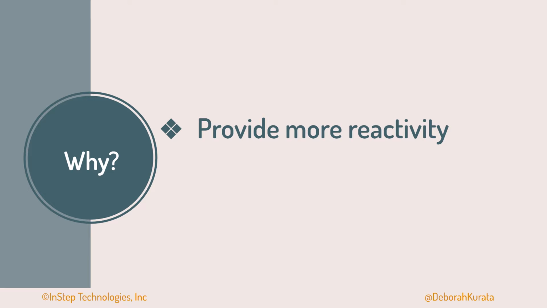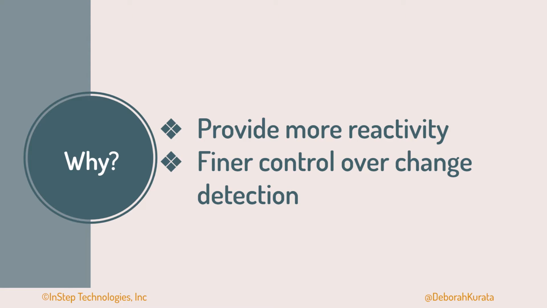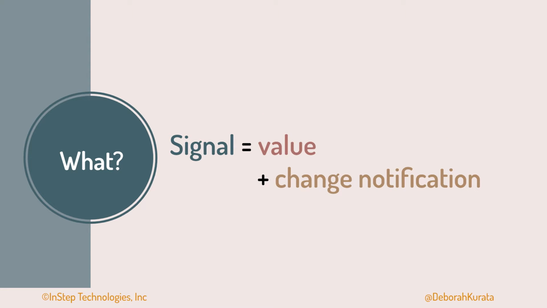As we just saw, signals provide more reactivity. We can use signals to define our application state, basically the data in our application, and we can reference those signals in our template, so our template knows what data it depends on. When that data changes, Angular's change detection knows it needs to re-render that part of the view. This gives us finer control over change detection and can improve our application's performance. So, what is a signal? You can think of a signal as a value plus a change notification.